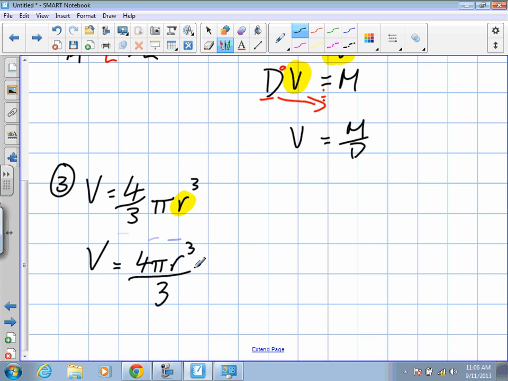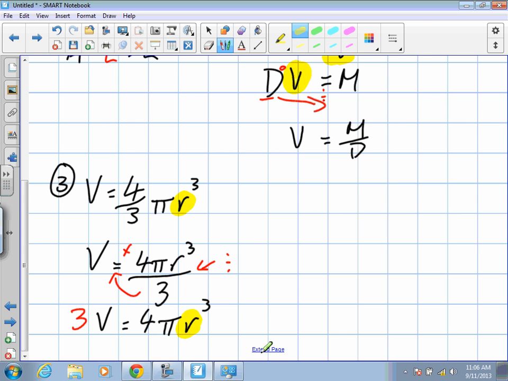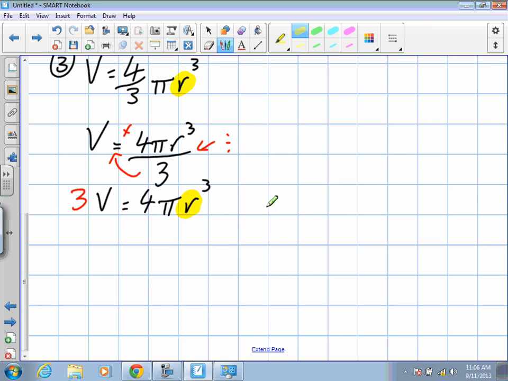Because now we can see that we need to move the 3 over. And when we move that 3 over, because it's divided over here, it'll need to multiply on the other side. So we'll be left with 3V is equal to 4 pi r cubed. Now remember, the goal is to get r by itself. We can move 4 by itself and then pi, or we can move them as a pair. Because technically 4 times pi is some constant number. It's probably 12.7 and so on, something around there.